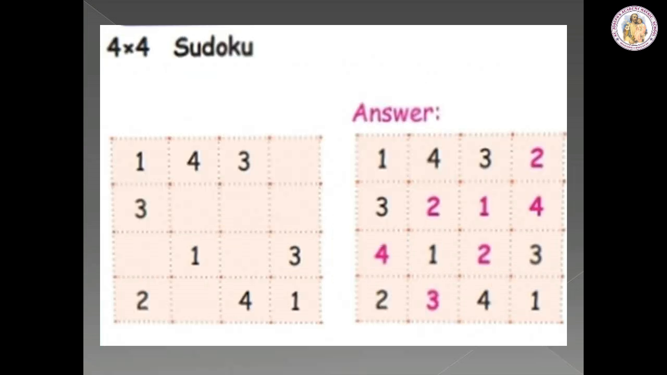Dear children, you can try the 4 into 4 process with the help of 3 into 3. You are going to do the same thing, but you are going to use 4 numbers, that is 1, 2, 3 and 4. The same number should not be repeated in a column as well as in a row. See to that and do the answer properly.